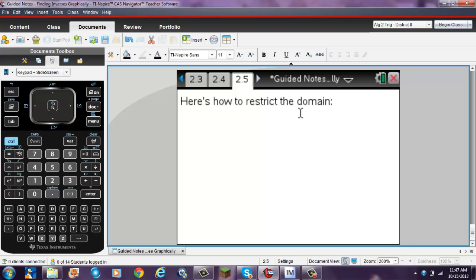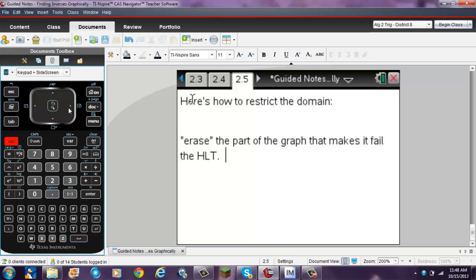Here's how to do that. On paper, if you're graphing on paper, you would erase the part of the graph that makes it fail the horizontal line test. In this case, we would erase the left side of that parabola. We can actually also technically erase on our Inspire, and that's really cool. We can restrict the domain on our Inspire so that we only show the part of the function we care the most about.